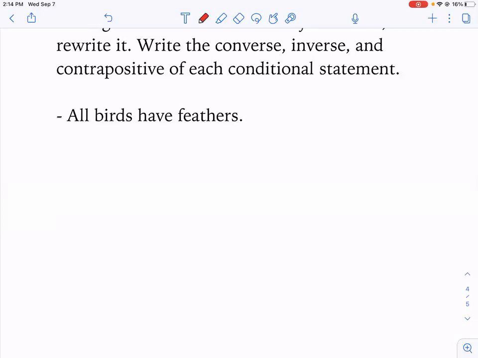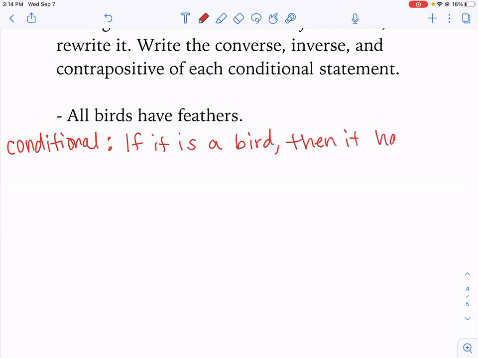Okay. So our conditional: if it is a bird, then it has feathers. Are you writing this? Because that's what you should be doing. If it is a bird, then it has feathers.